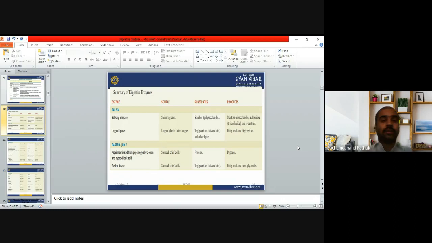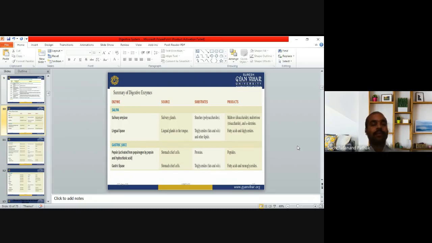Again, these are the names of the enzymes, their source, their substrate, and the products. Saliva contains salivary amylase and lingual lipase. Salivary amylase is secreted by the salivary glands, its substrate is starch, and the product is maltose. Similarly, lingual lipase's source is the lingual gland in the tongue, the substrate is triglyceride, and the products are fatty acid and diglyceride.